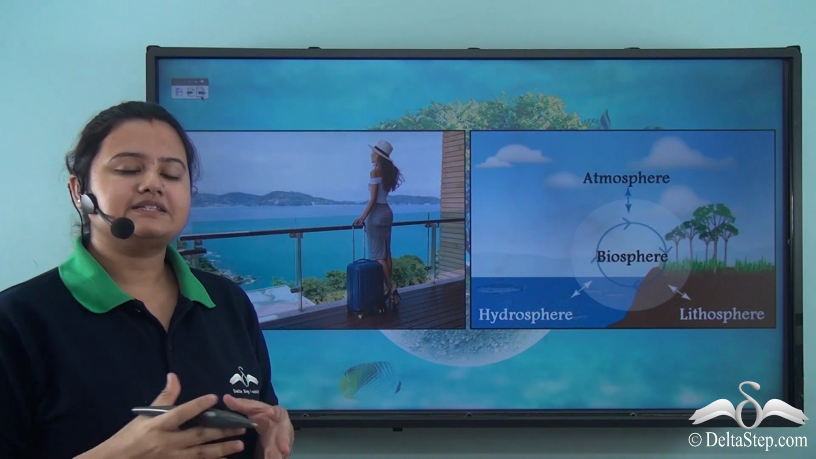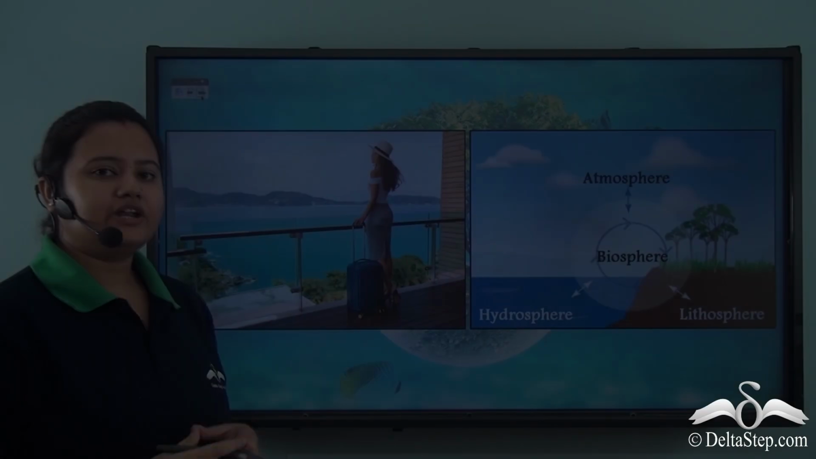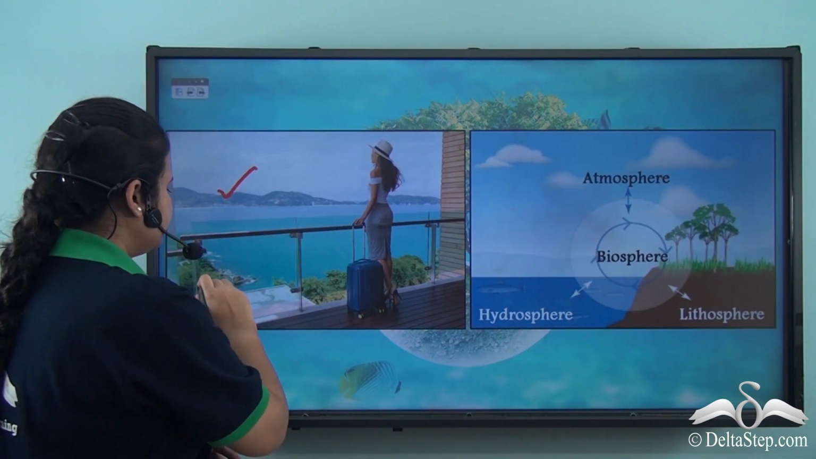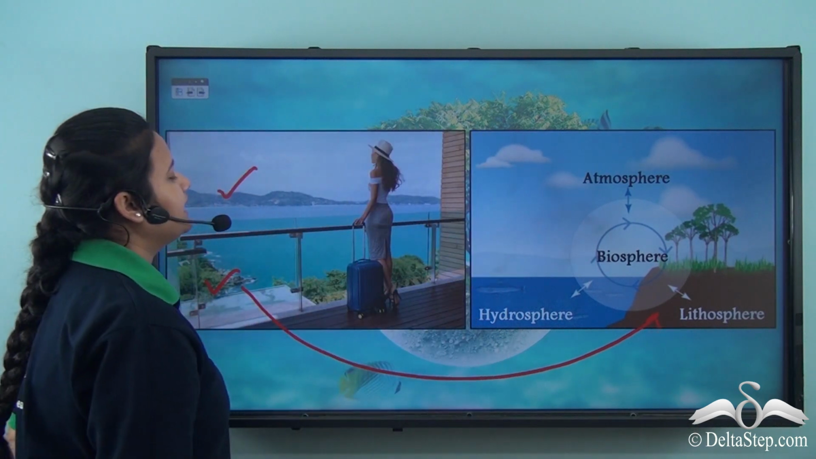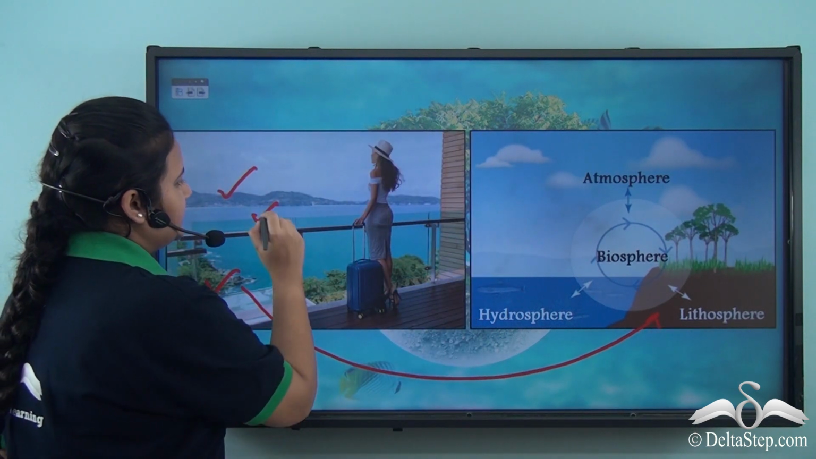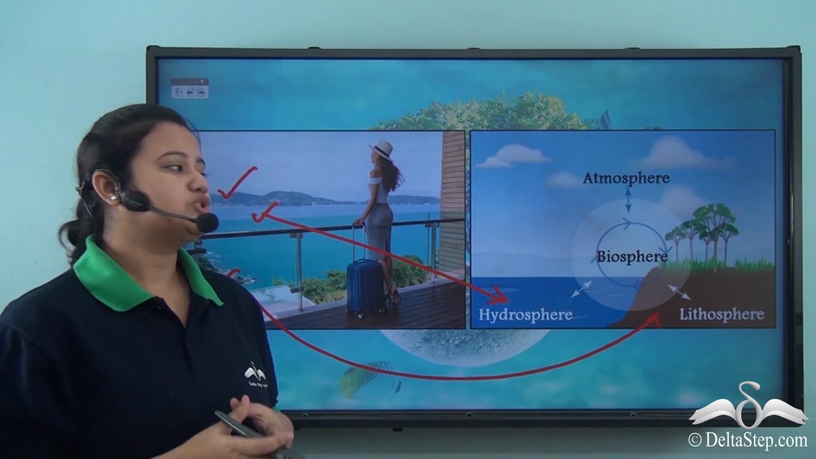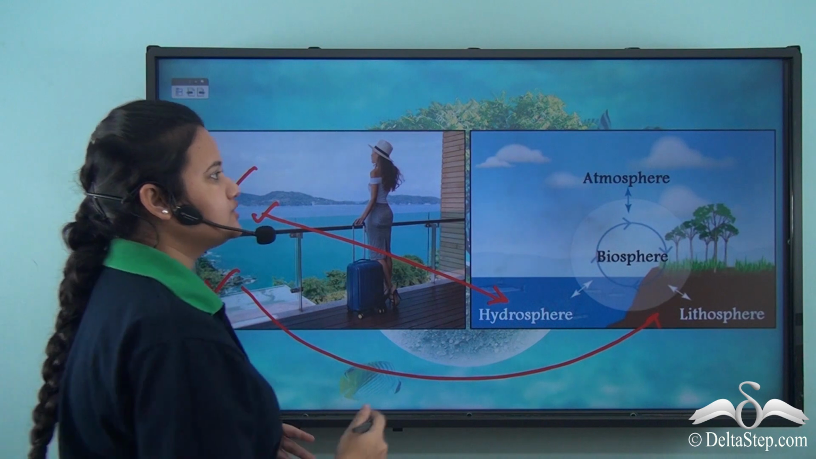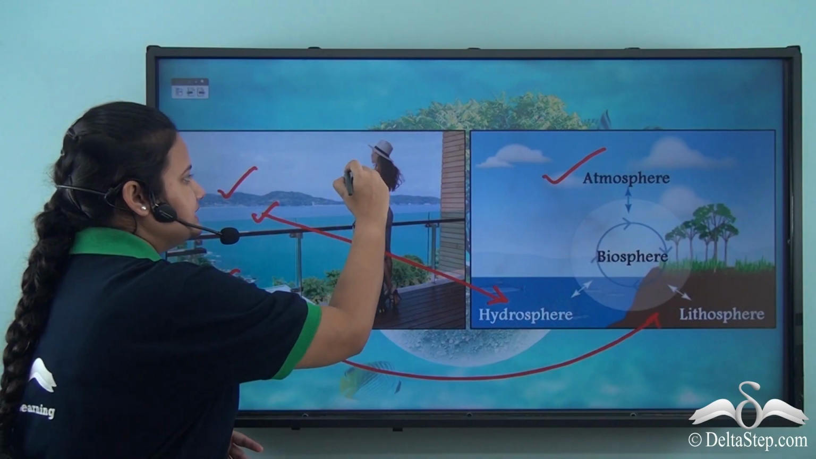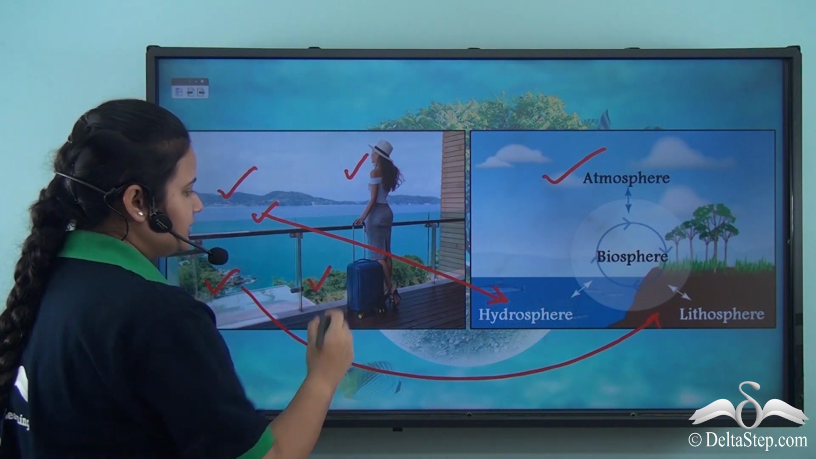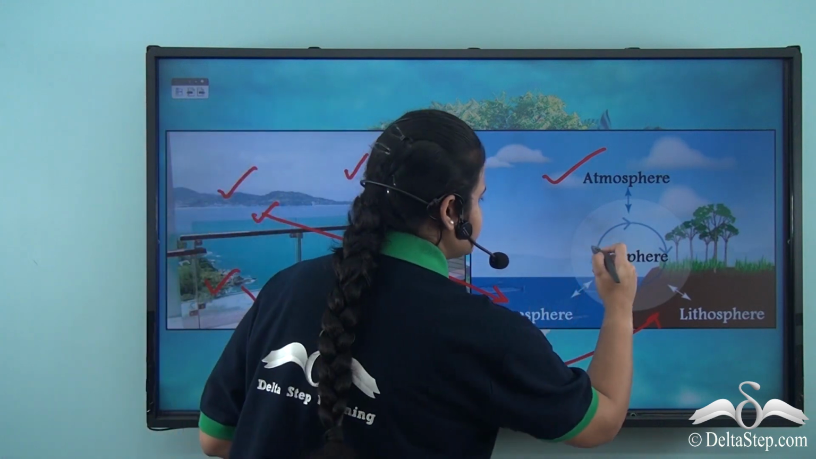Now, all these things are part of different spheres of the earth. For instance, the distant hills and the beaches are part of lithosphere. This vast sea is part of hydrosphere. The air around her, which we cannot see here, is part of atmosphere. Finally, this girl in the picture, the vegetation cover and similar forms of life belong to biosphere.